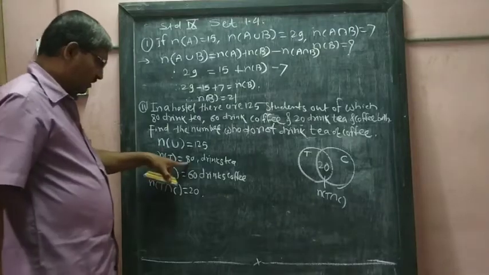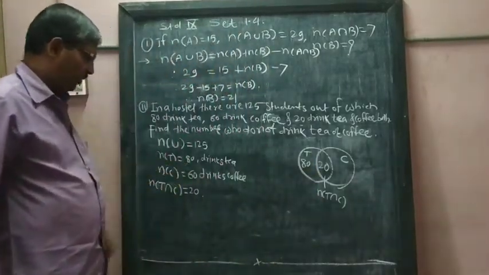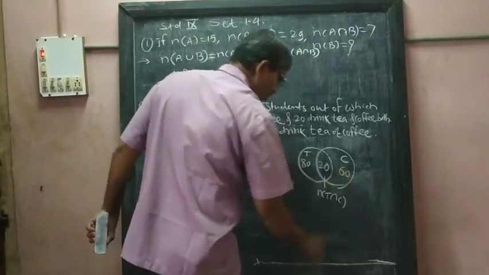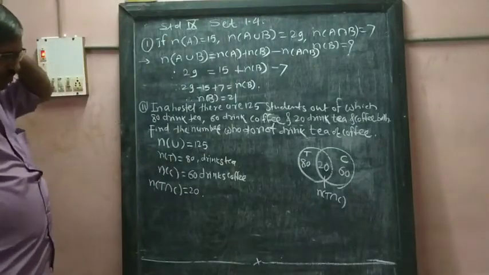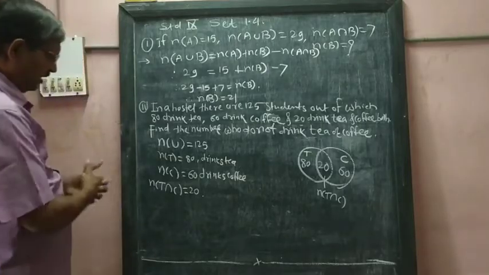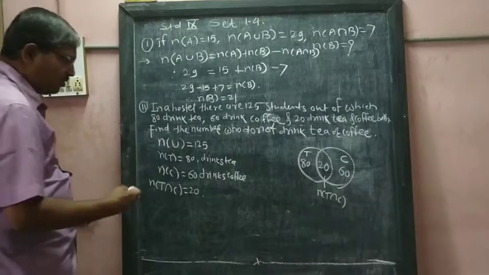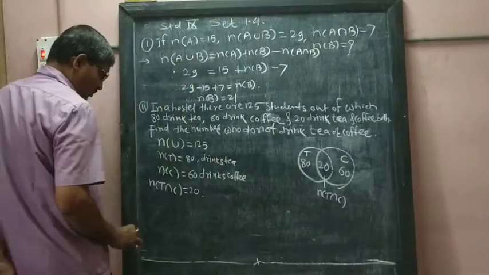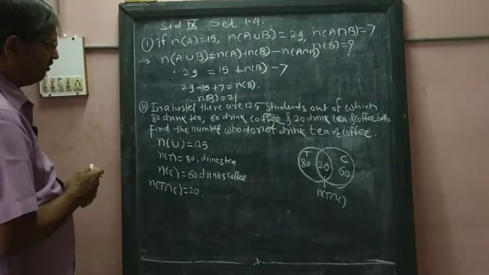The number of students taking tea is equal to 80, and the number of students drinking coffee is equal to 60. Now, what is the exact number of students drinking tea? That is given as 80. The number of students who are drinking coffee is 60. So according to this law, we should find A union B.